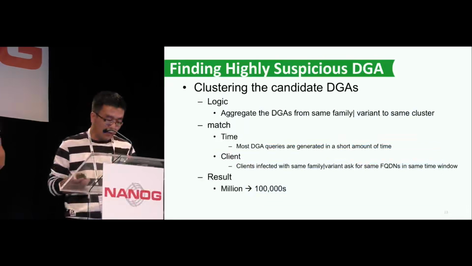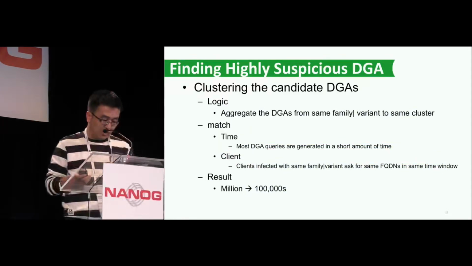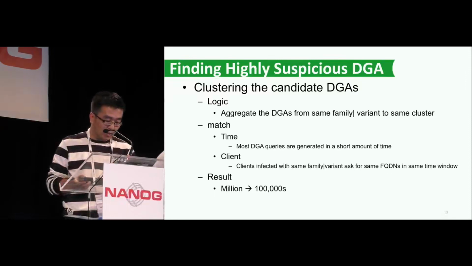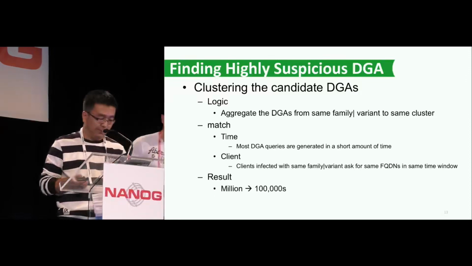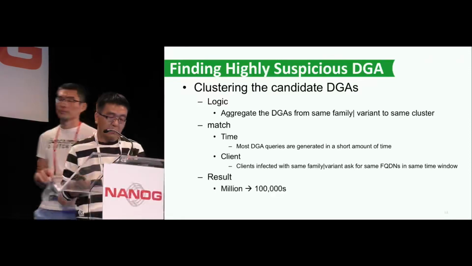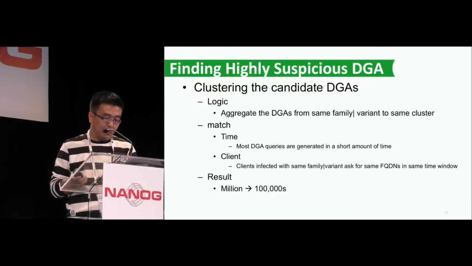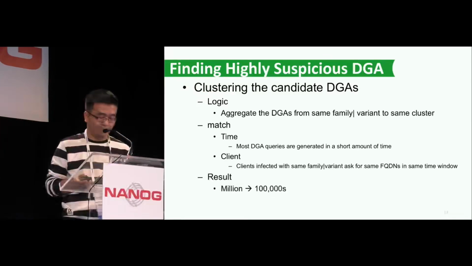So we have gotten rid of the obvious noise, and then we are going to go into the most important part here, to cluster the DGA domains. The theory is pretty simple. DGA domains generated by the same malware family should go together in the same group.